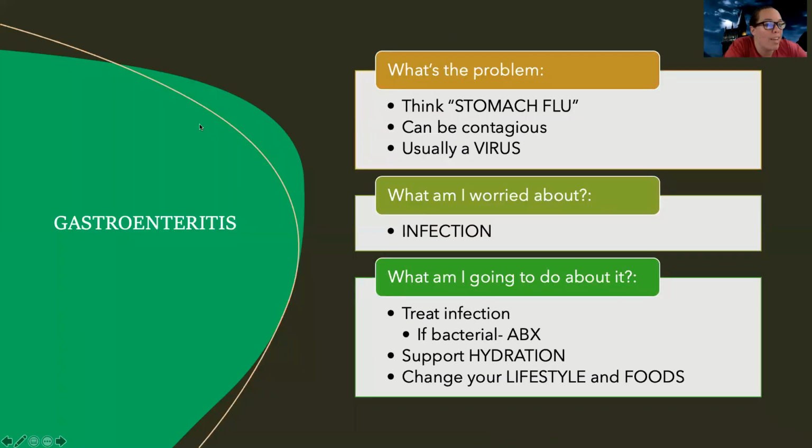Then there's gastroenteritis. Think stomach flu when you're thinking this. It sounds a lot like gastritis, but it's gastroenteritis, and this is more of an infectious process. It can be contagious. It's usually caused by a virus and usually pretty self-limiting. But if there is an infection that's bacterial, we can give antibiotics. We're going to support hydration because there's usually a lot of nausea and vomiting. Make sure their electrolytes are in balance. And if there are certain foods or places you eat that are triggering it, we definitely want to avoid those people, places, things.